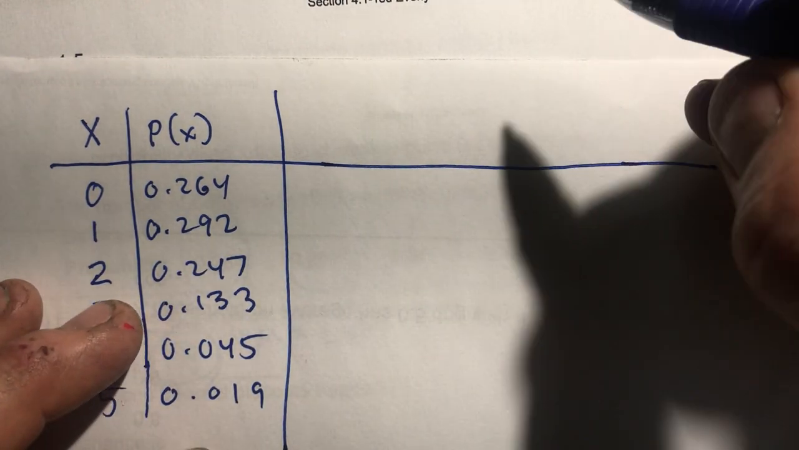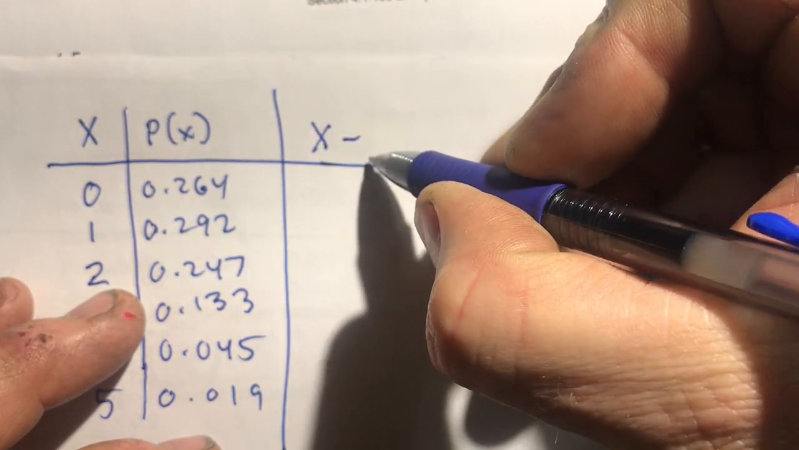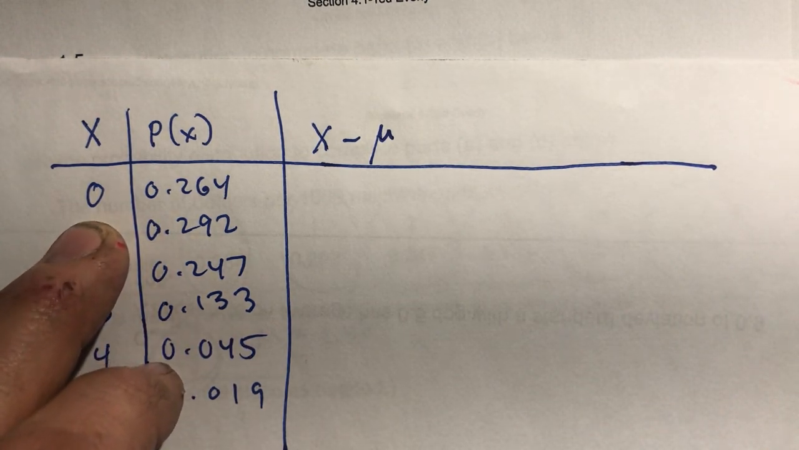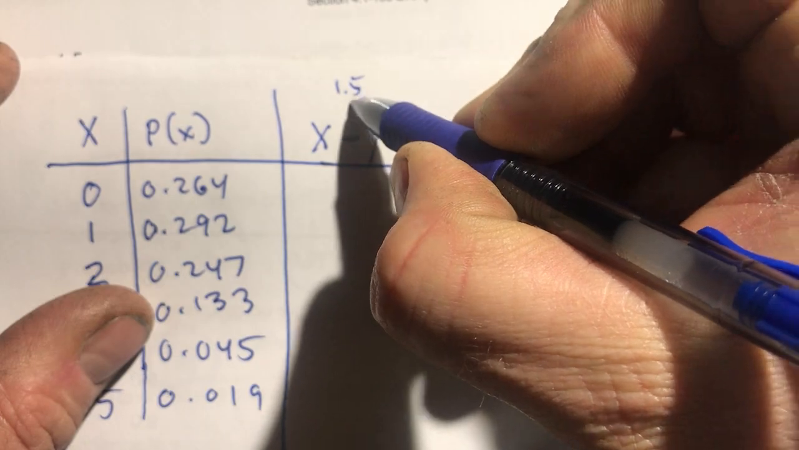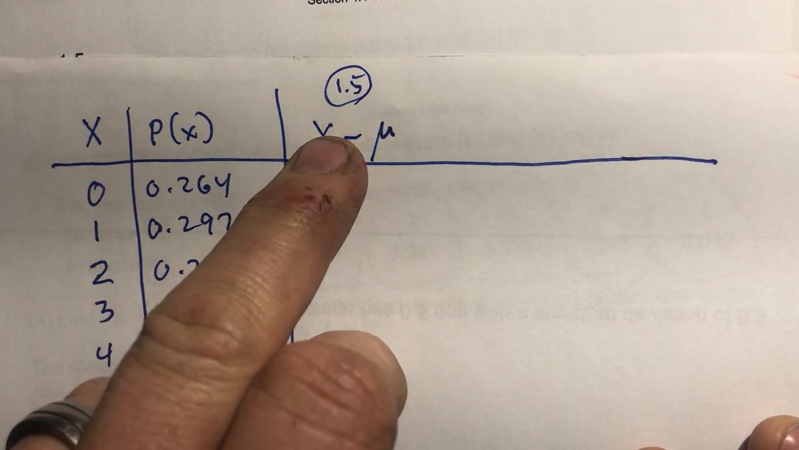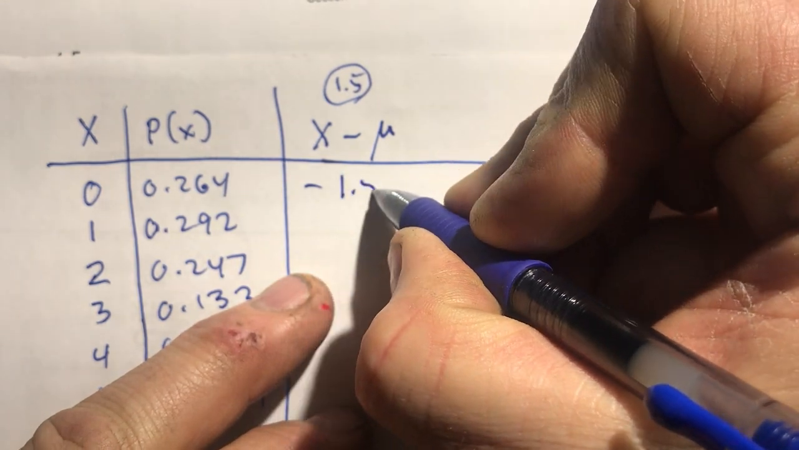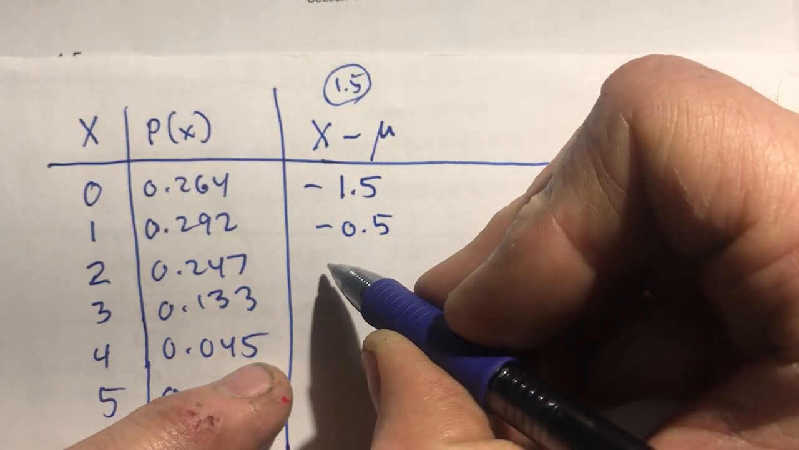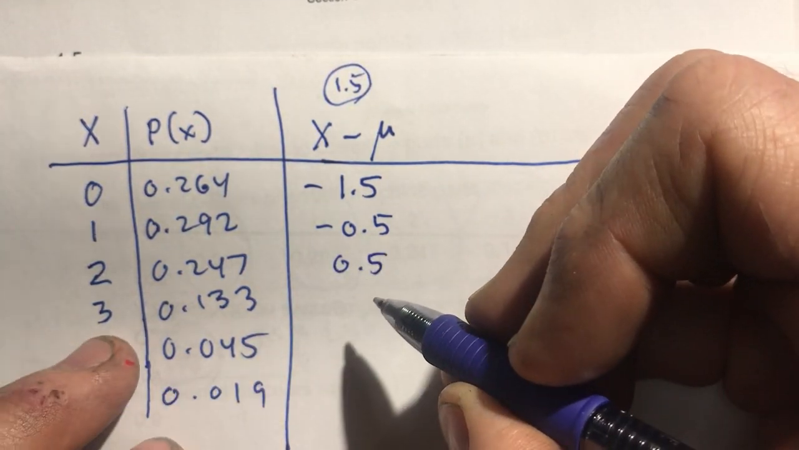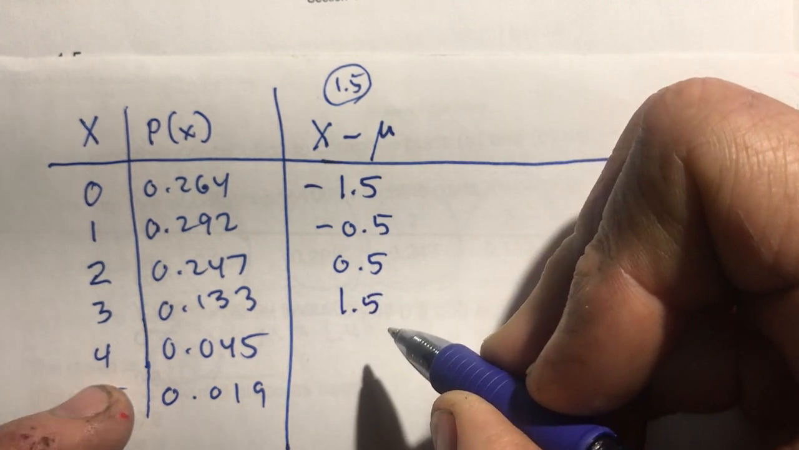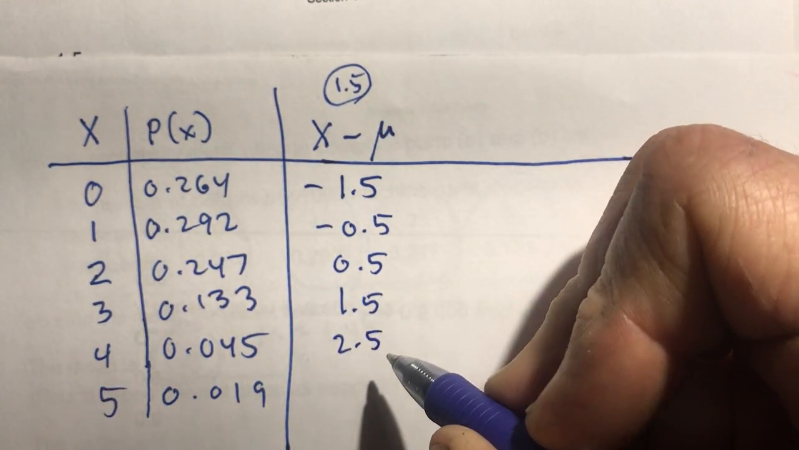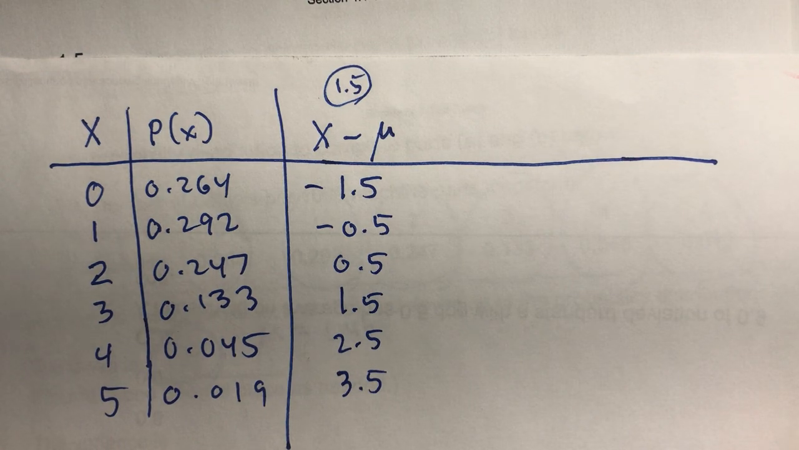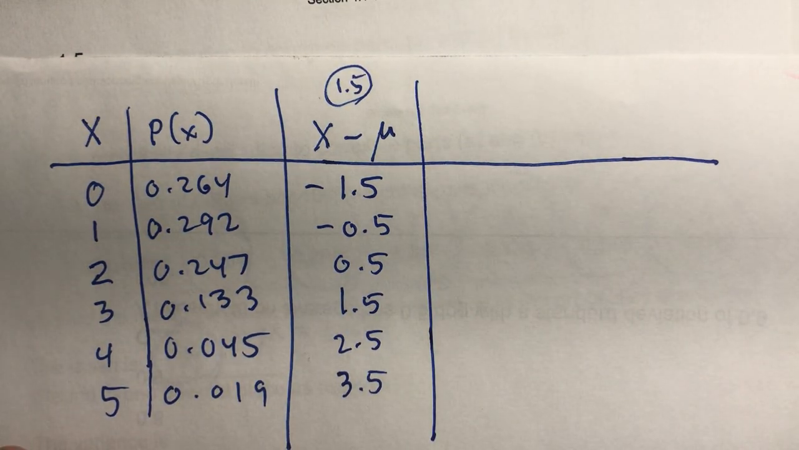All right, so since 1.5 is my mean, right here I'm going to do x minus mu. So I'm going to do 0 minus, now remember 1.5 is my mean, I'll write it right there. So 0 minus this is negative 1.5. 1 minus this is negative 0.5. 2 minus this is 0.5 positive. 3 minus that is 1.5. 4 minus that is 2.5. And 5 minus that is 3.5. Okay? Not very complicated.